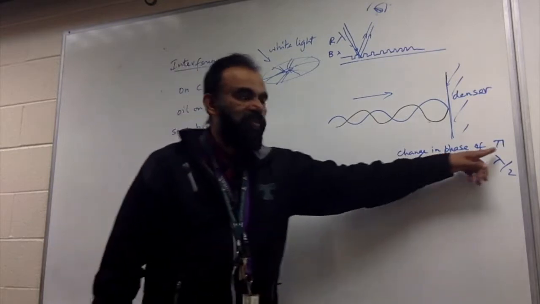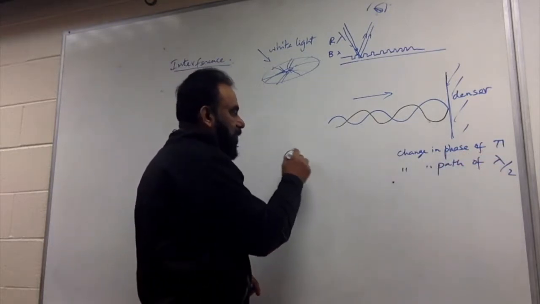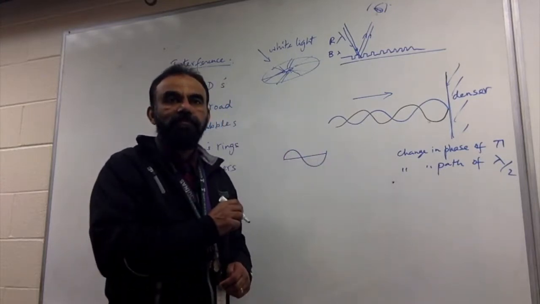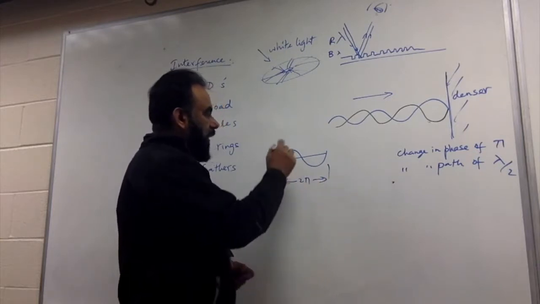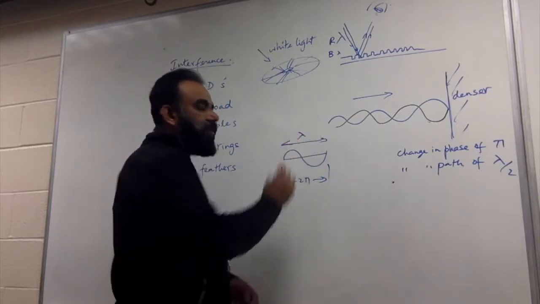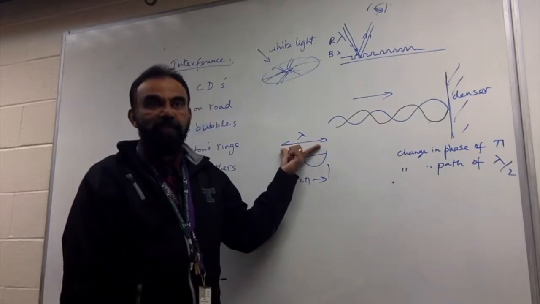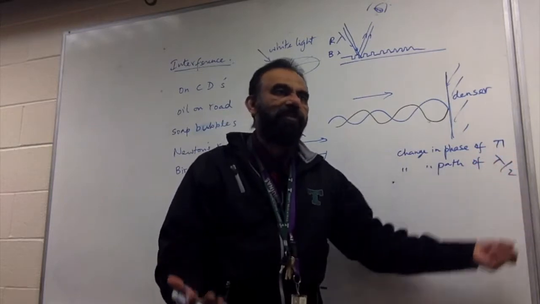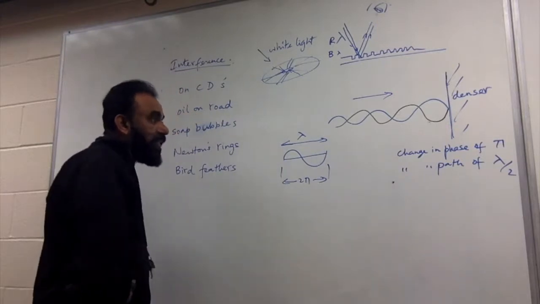You understand this? Phase change of pi and all. For one full wave, what is the total phase? 2 pi. And that corresponds to lambda. So a complete phase of 2 pi corresponds to a path of lambda. When it suffers a phase change of pi, it is equivalent to a path change of lambda over 2. Make sense? Try to get that idea.